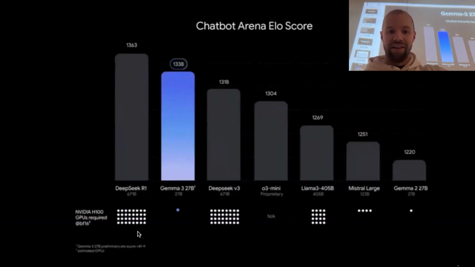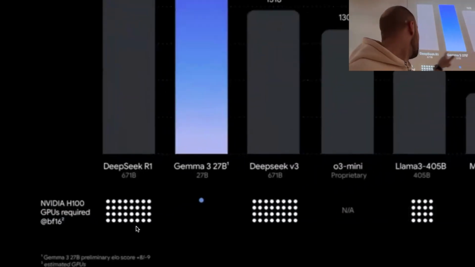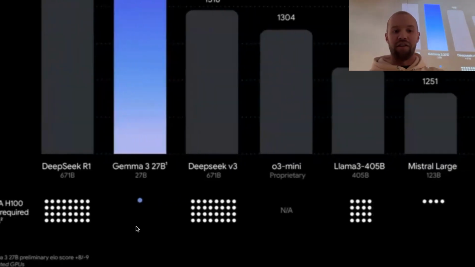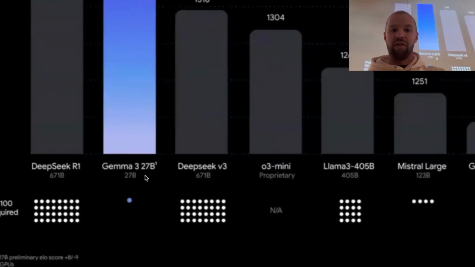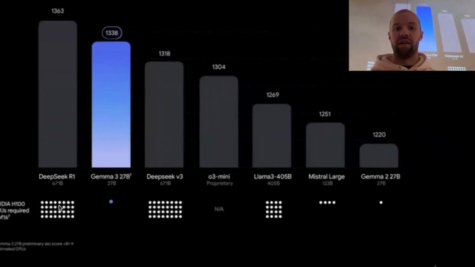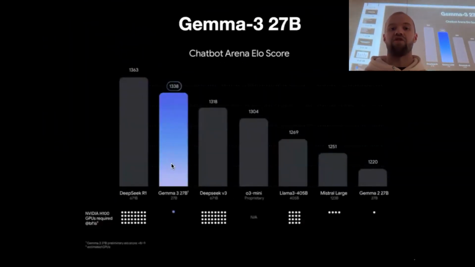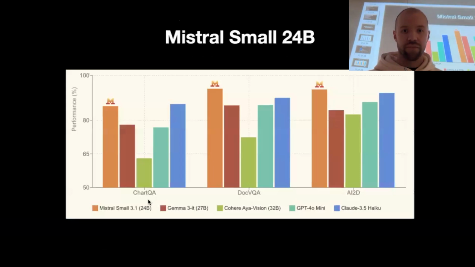And then these dots kind of on the bottom here are how many H100s you need to run those models. So Gemma 3 27B can be run on a single H100 versus like a DeepSeek R1, which has 671 billion parameters. You need a whole cluster of H100s to run. So if indeed this is true, that is a pretty substantial benefit of just being able to run it locally, and you get better performance than some of the other models.